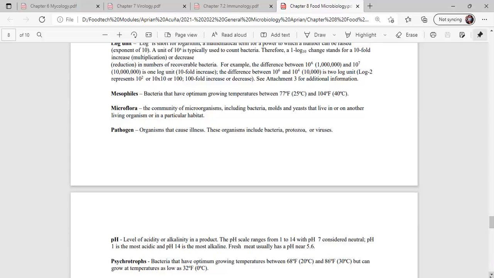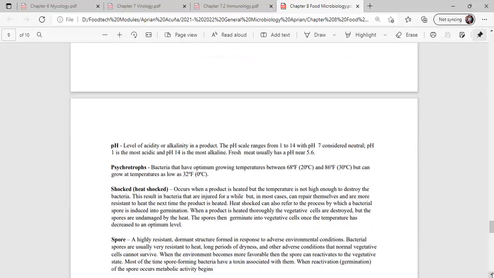Then you have your microflora. It is the community of microorganisms including your bacteria, molds, yeast that lives in or sa other living organism in a particular habitat. Then you have your pathogens, okay, organisms that cause illness. This organism includes your bacteria, your protozoa, or viruses.